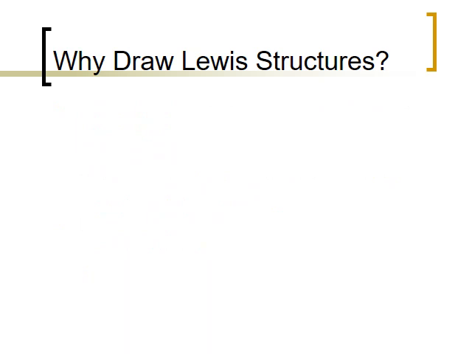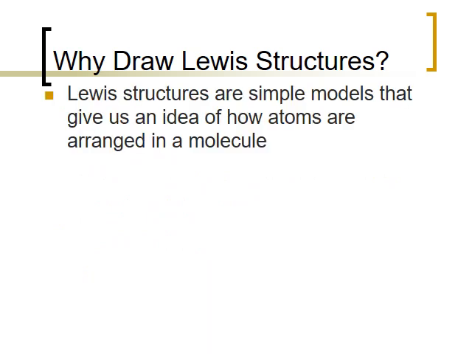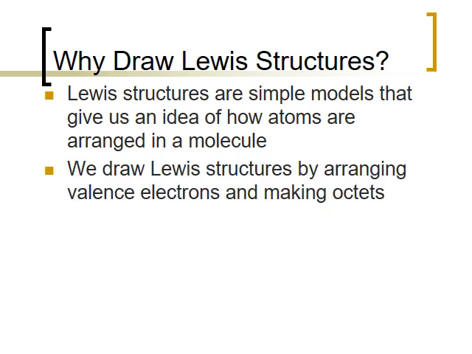So why do we draw Lewis structures? Lewis structures are simple models that give us an idea of how atoms are arranged in a molecule. The Lewis structure for atoms is not so informative, but for molecules we can see the types of bonding, whether it's single bonds or double bonds, and we can also see the structure.